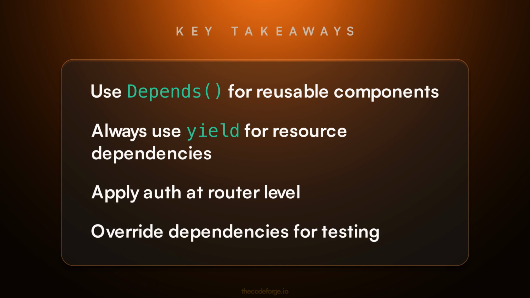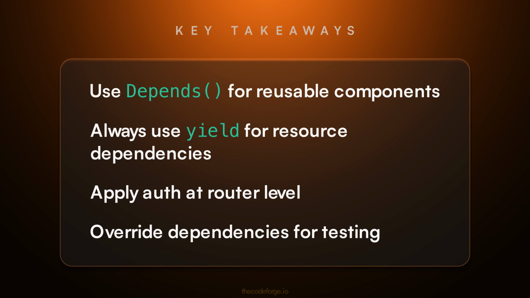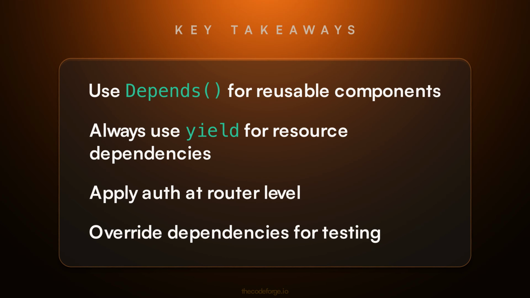To summarize, FastAPI's dependency injection simplifies your code by moving cross-cutting concerns into reusable components. Always use yield for resources like database sessions, apply auth at the router level, and leverage dependency overrides for testing. Monitor your connection pool to catch leaks early.